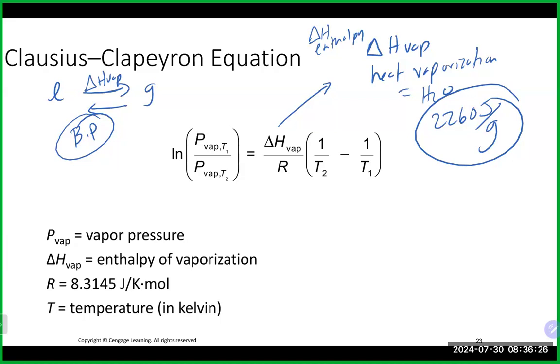The R here is the gas constant, the 8.314 version, joules per Kelvin per mole. And obviously our temperatures here would be in Kelvin for everything to properly cancel out.